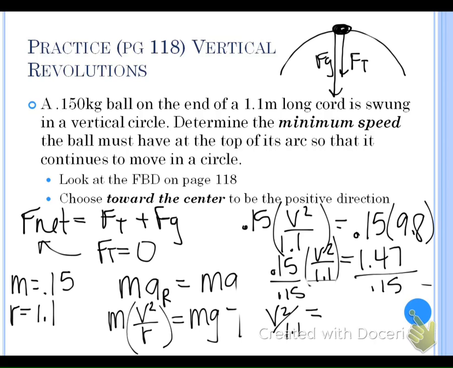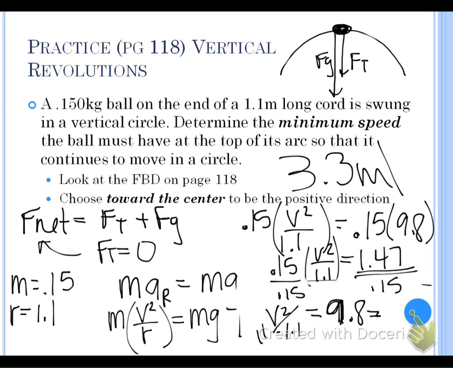$10.78? What's 1.47 divided by 9? Yep. So then we multiply that times 1.1 and we get 10 point something. And then we square root that. So overall we should get 3.3 meters per second.